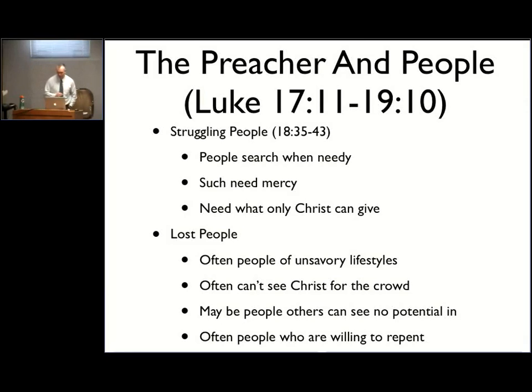Also, the lost people often can't see Christ for the crowd. Literally, in Zacchaeus' case, certainly isn't that the case today. Verse 3, we see him unable to see. That's why he climbs up in the tree. So how are they going to see Christ in the crowd? You've got to help them. But then third, lost people may be people that others can see no potential in.